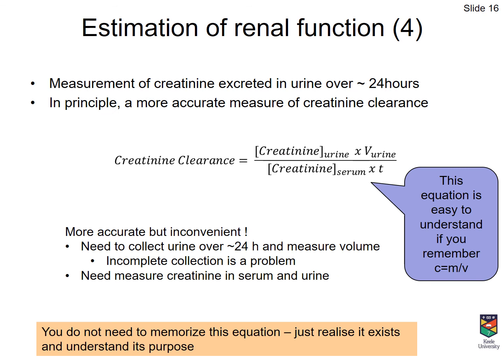Now, there is a more accurate way to measure creatinine clearance. To do this, you need to remember that clearance is simply the volume of plasma that's cleared of, in this case, creatinine per unit time. If you were to think about, say, a period of 24 hours, then the volume of plasma that's cleared of creatinine over 24 hours is simply 24 times the creatinine clearance volume per hour.